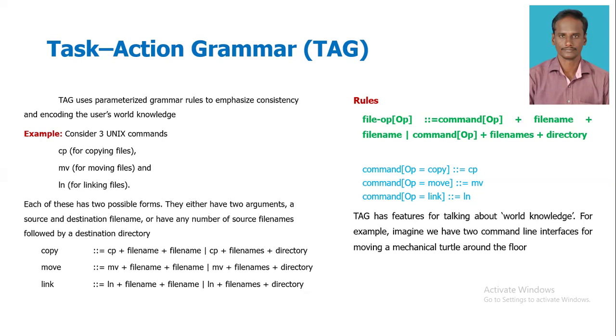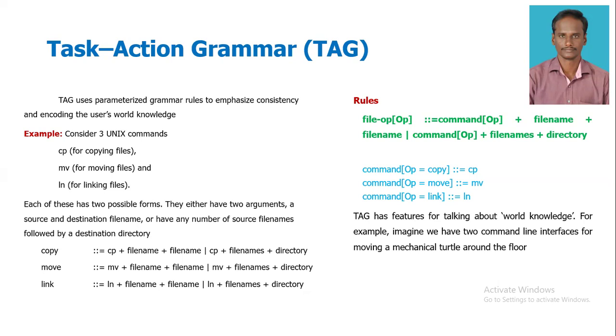A copy command is defined as cp with two file names, or it may be written as cp with file names and a directory. It means that multiple files may be copied into one directory. Similarly, move and link are also written. The rule we follow to execute these commands is: command operand is defined as command plus file name plus file name, or command plus file name plus directory.